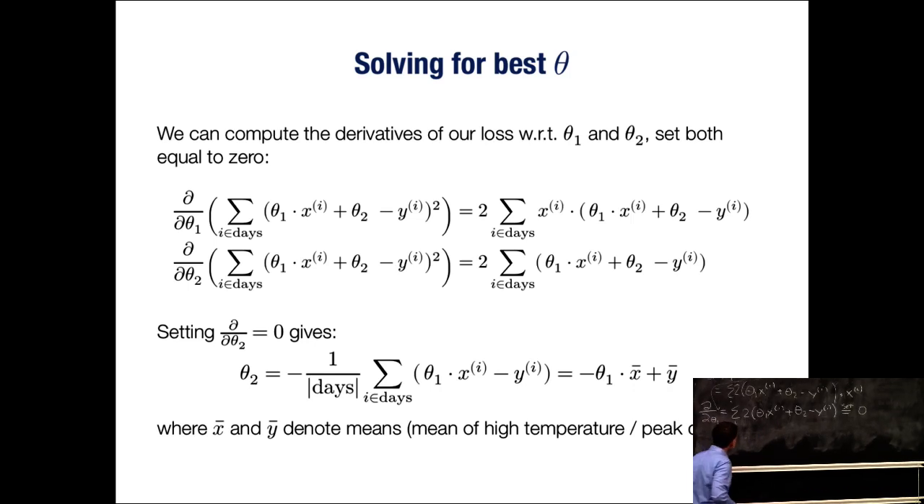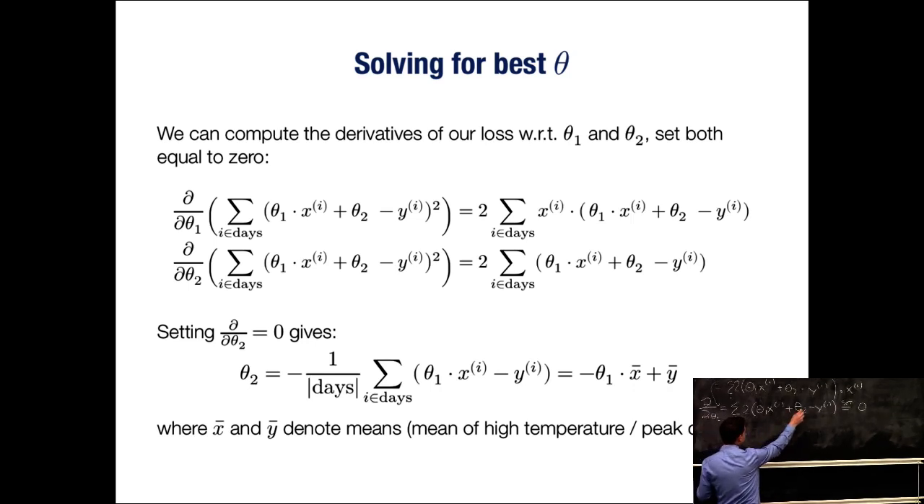Okay, so what does that mean? Well, I'm going to take this whole quantity here and set it equal to 0. That just means we take this term out, so we have 2 times the sum over all i of theta 2. There's actually no dependence on i in that term. That would be equal to the sum over all i of, it's going to be negative here, theta 1 xi minus yi.